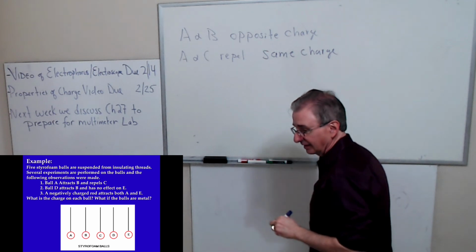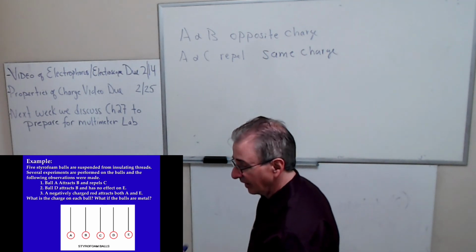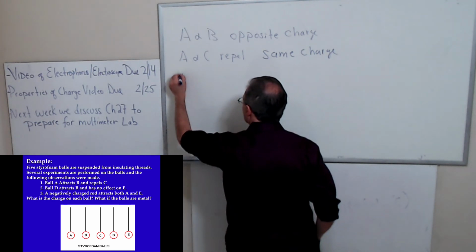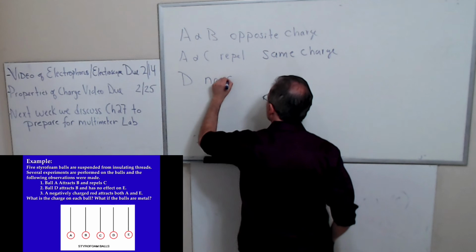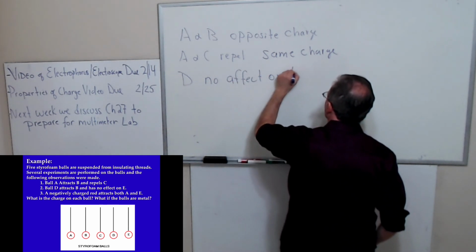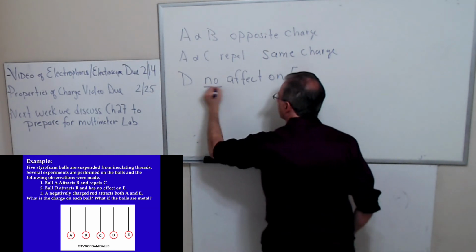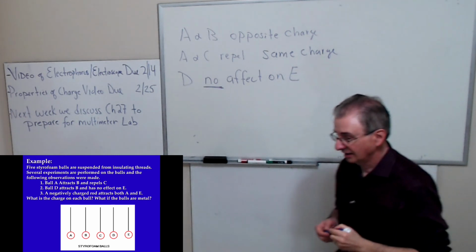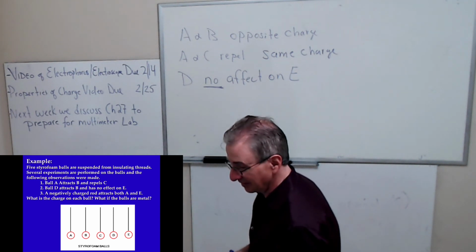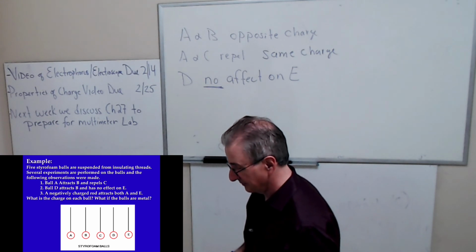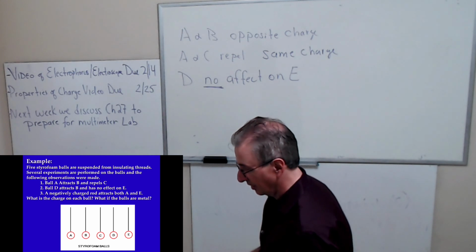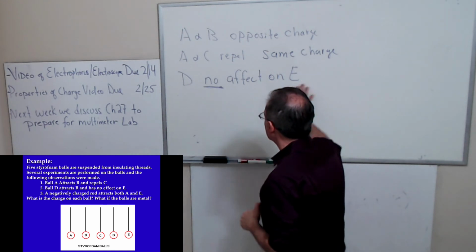Okay, but here's the key. D has no effect on E. What does that mean? Yeah, it means E is neutral. What about D then? And you're right, E is neutral. What about D though?